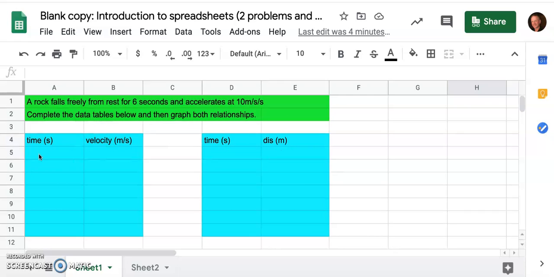First, complete the data table, and then we're going to graph both relationships, velocity versus time and the displacement versus time. So in the first table, you have 6 seconds of time. So we'll start at time 0, 1, 2, 3, 4, 5, 6. And you can repeat that for the second table.